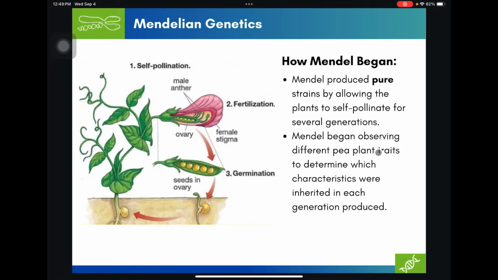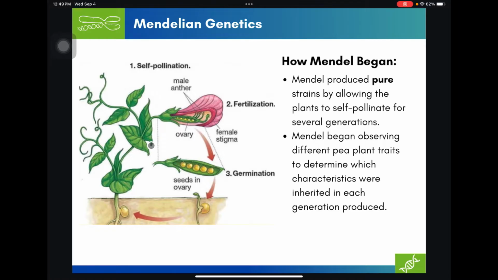I will be showing that to you later on. So, how Mendel began? Mendel produced pure strains by allowing the plants to self-pollinate for several generations. Technically, if these plants self-pollinate, they will produce a pure strain for several generations until such time that Mendel will be able to crossbreed other F2 to F3 generations.